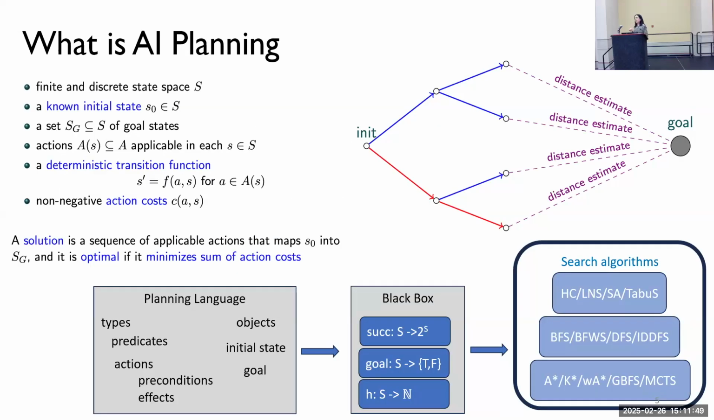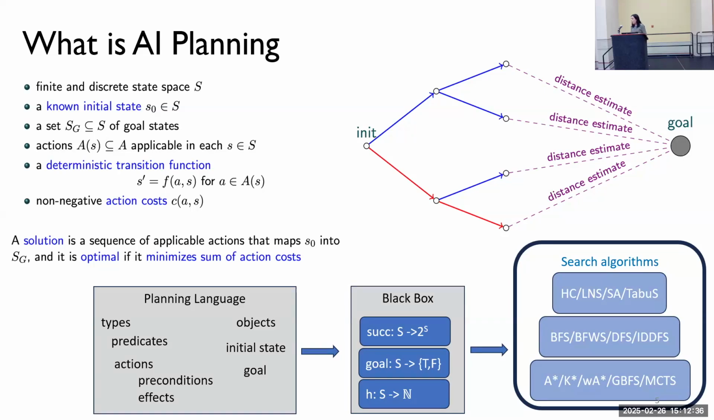Okay, so what is AI planning? In a classical setting, you are given the following things. You have a finite and discrete state space, S. You're given a known initial state, S0, a set of goals, a set of actions, and you have a deterministic transition function that, given a state and an action, will take you to the next state. And actions have non-negative cost associated with them. Now, the solution would be a sequence of applicable actions that map this initial state S0 to the goal state, and it's optimal if it minimizes the sum of action costs.